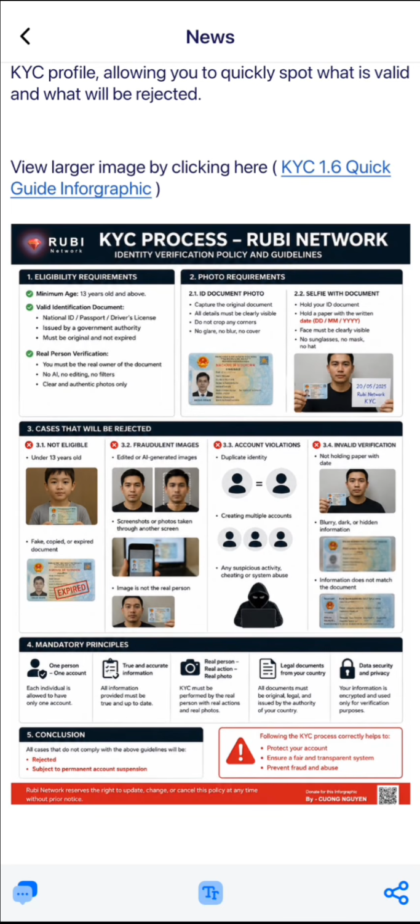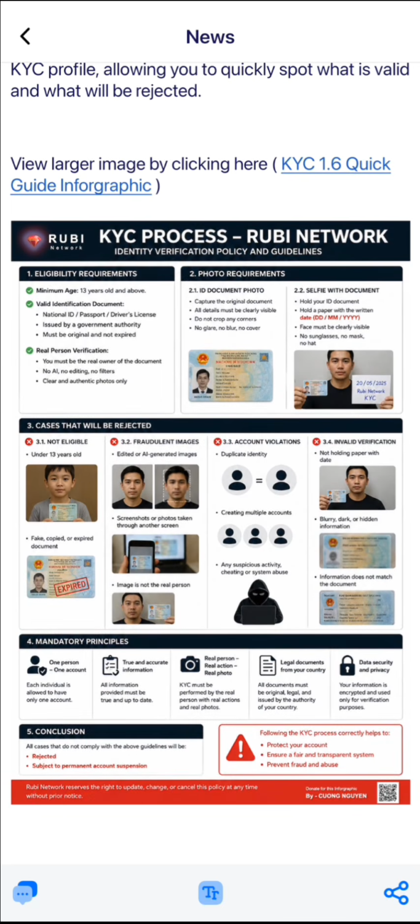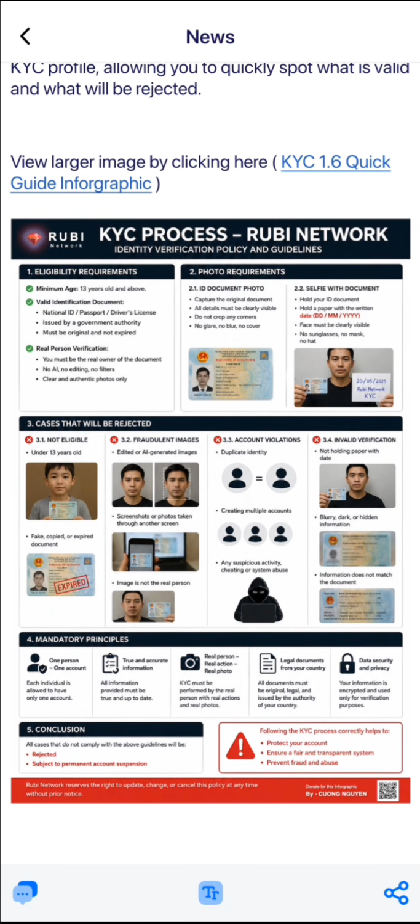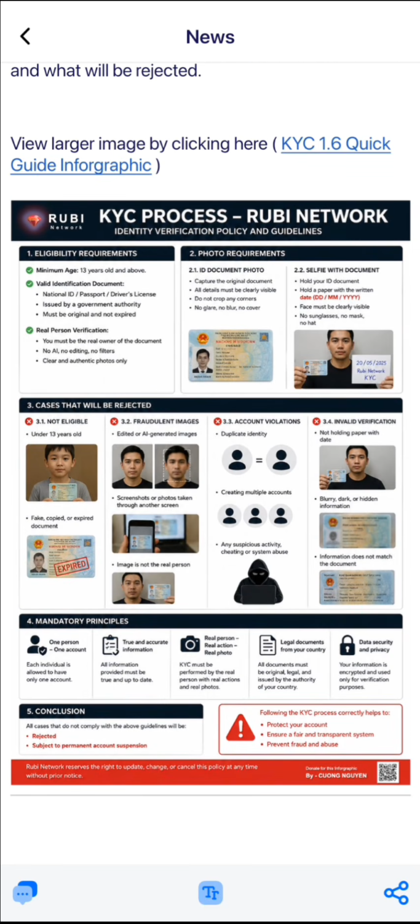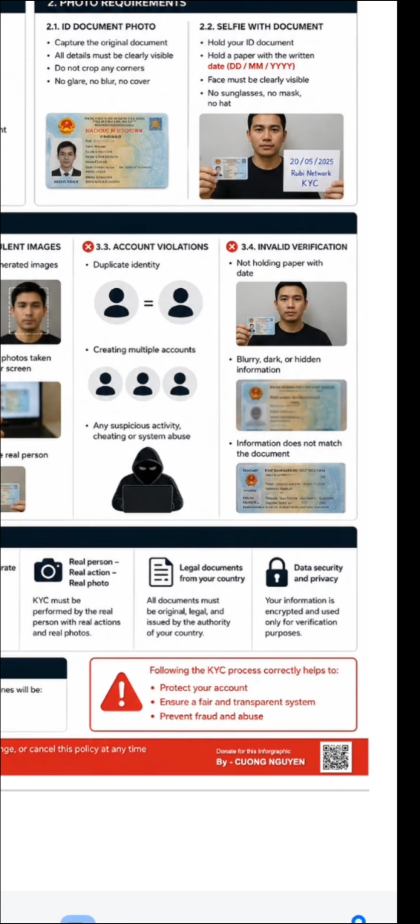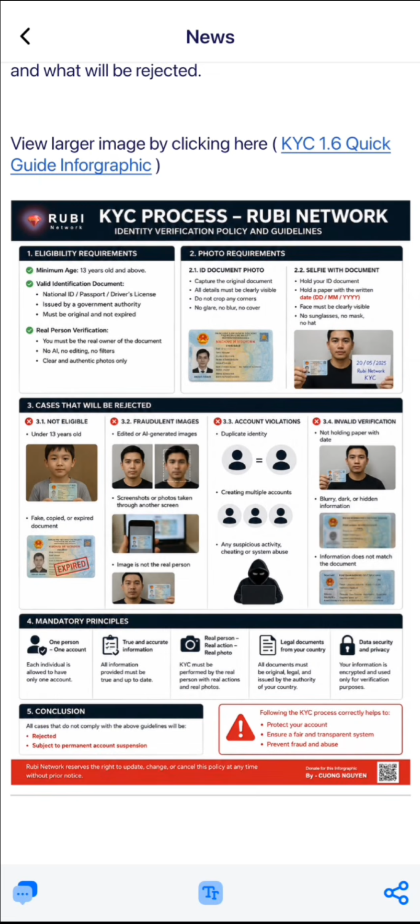Which means that you snap the front of your ID card, and then hold the ID card and hold this piece of paper with your date of birth, your month and the year, and then you write Rubi KYC on it, and hold one on your left, one on your right, and then have a passport of it. So those things will be needed.